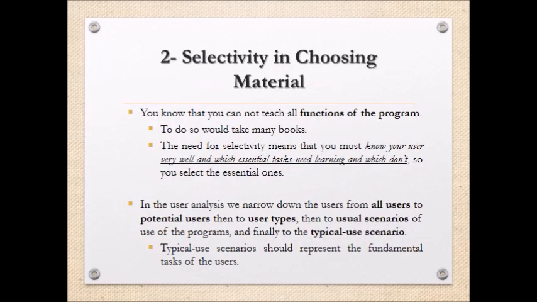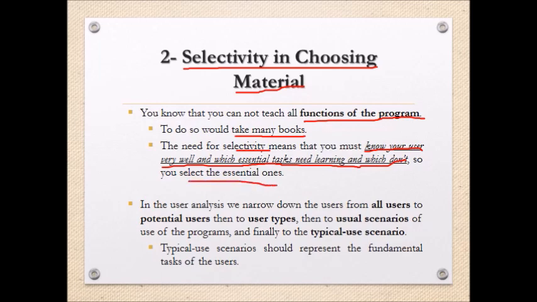The second element of the tutorials is selectivity in choosing material. You know that you cannot teach all functions of the program. If we want to do that, we might need many books in order to explain all the menu functions of the program. The need for selectivity means you must know your user well and which essential tasks need learning and which do not. So you select the essential ones.